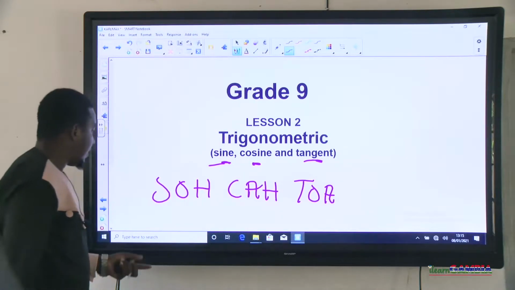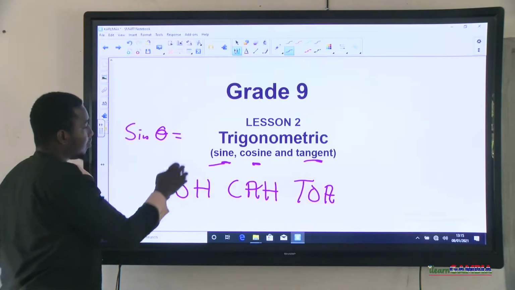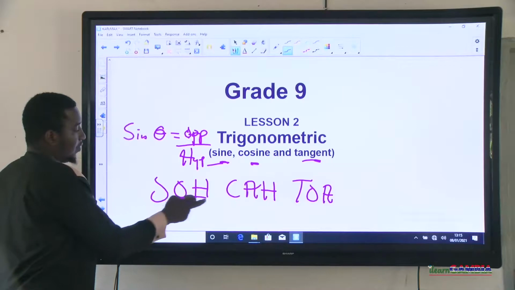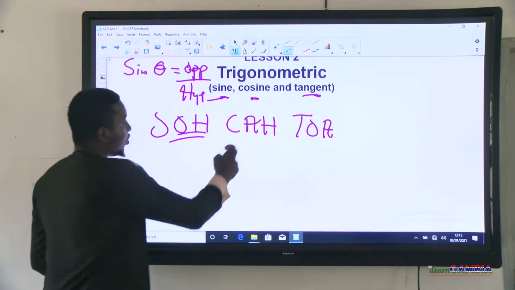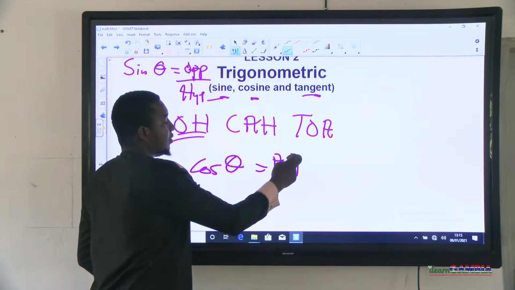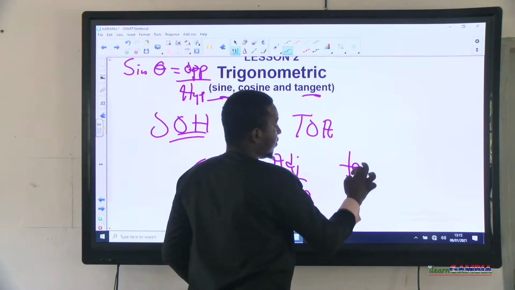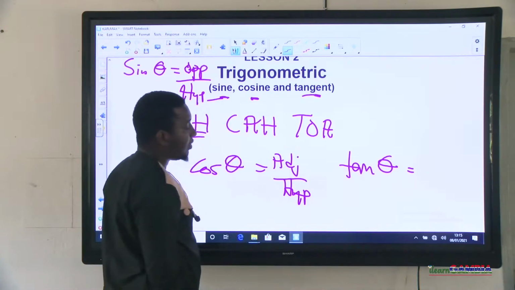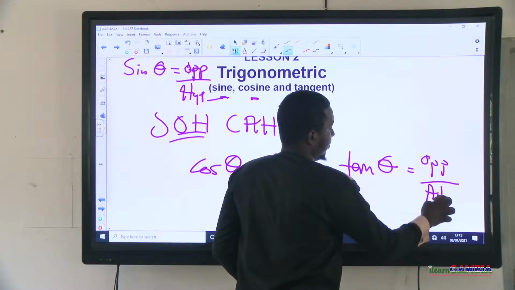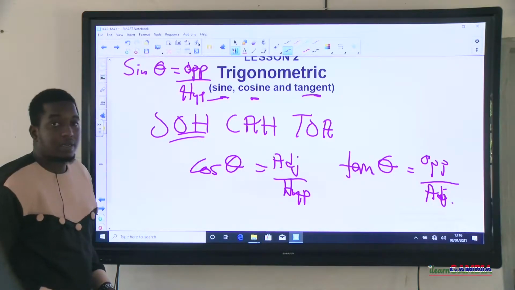We said the sine of an angle, say angle theta, is equal to the opposite divided by the hypotenuse. That is for sine. Also, we said the cos of an angle theta is equal to the adjacent divided by the hypotenuse. And we said tan of an angle theta is equal to the opposite divided by the adjacent.